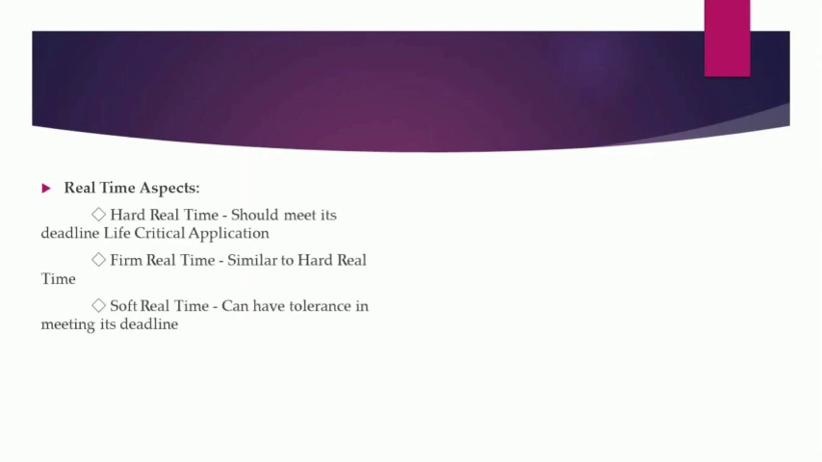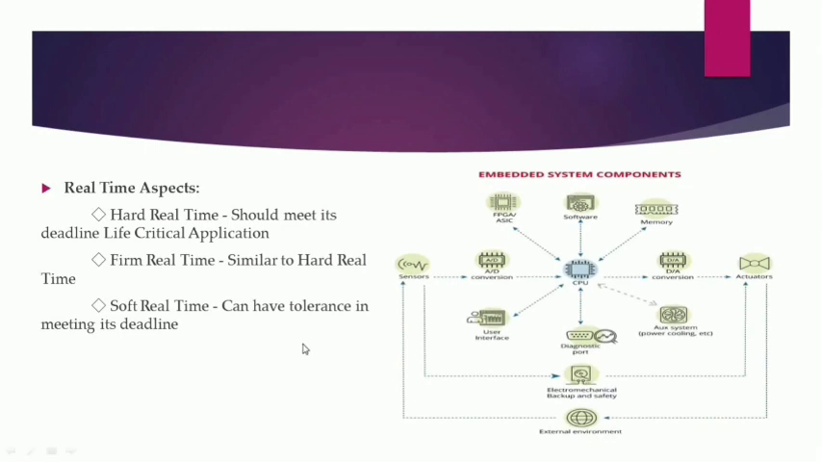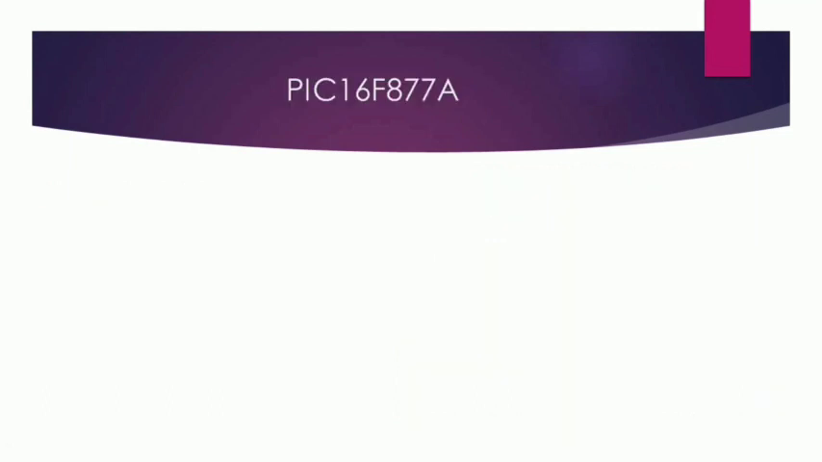The real-time aspects: hard real time, firm real time, and soft real time. Hard real time should meet its deadline, for life-critical applications. The firm real time is similar to hard real time. Soft real time can have tolerance in meeting its deadline. The components of the embedded system are the CPU, digital-to-analog conversion, actuator, aux system and diagnostic port, and an electronic mechanical back.